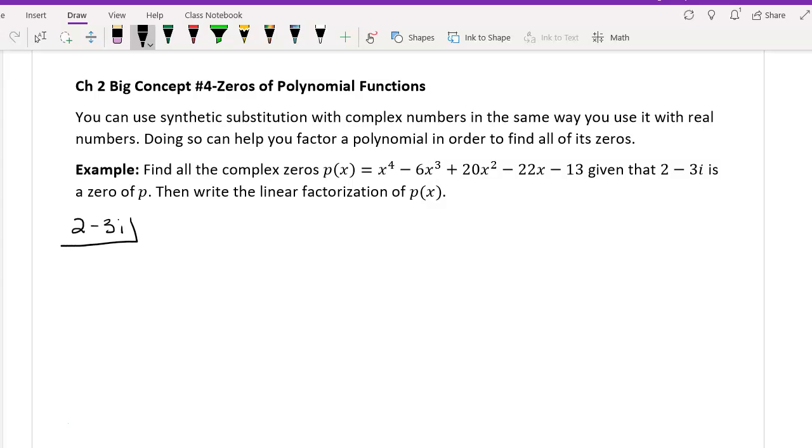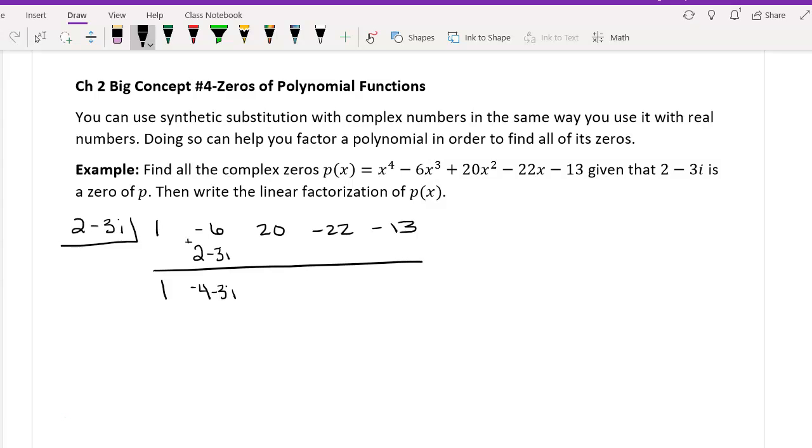That is the factor we're going to use in our synthetic substitution. We have a coefficient of 1, a coefficient of negative 6, a coefficient of 20, of negative 22, and a constant of negative 13. We're going to go through this the same exact way we would normally. We drop down our 1. 1 times 2 minus 3i is 2 minus 3i. So now, negative 6 plus 2 minus 3i is negative 4 minus 3i.